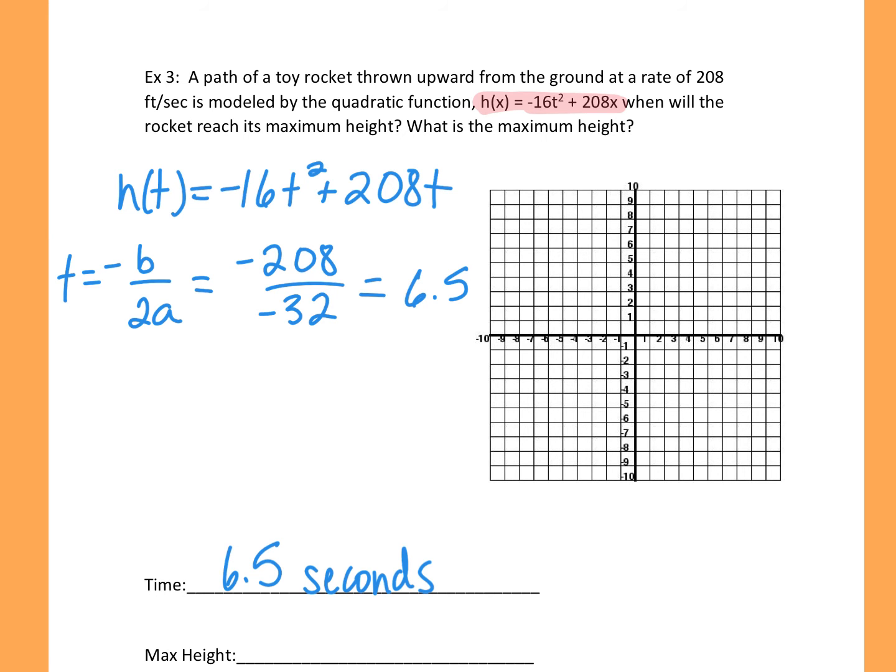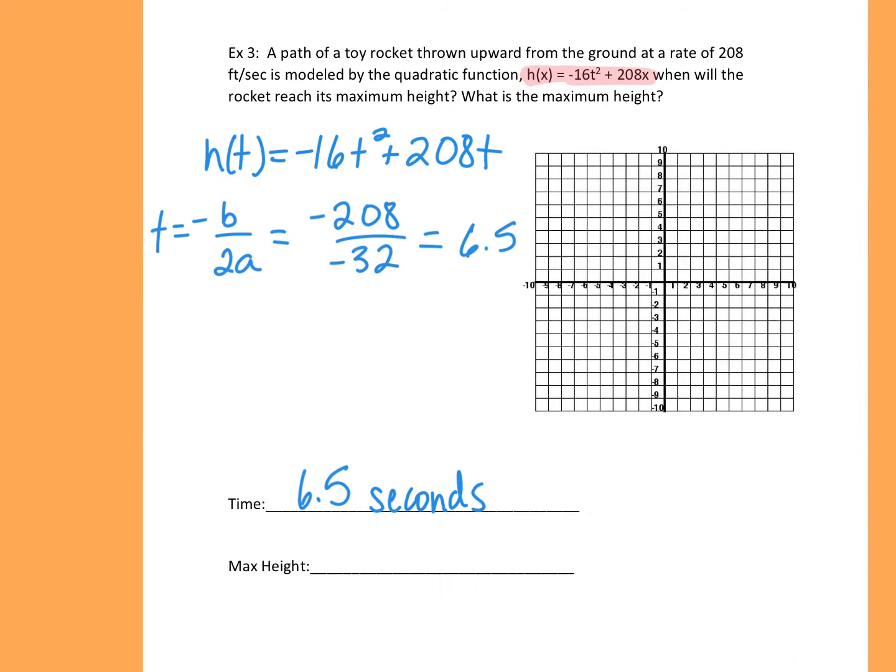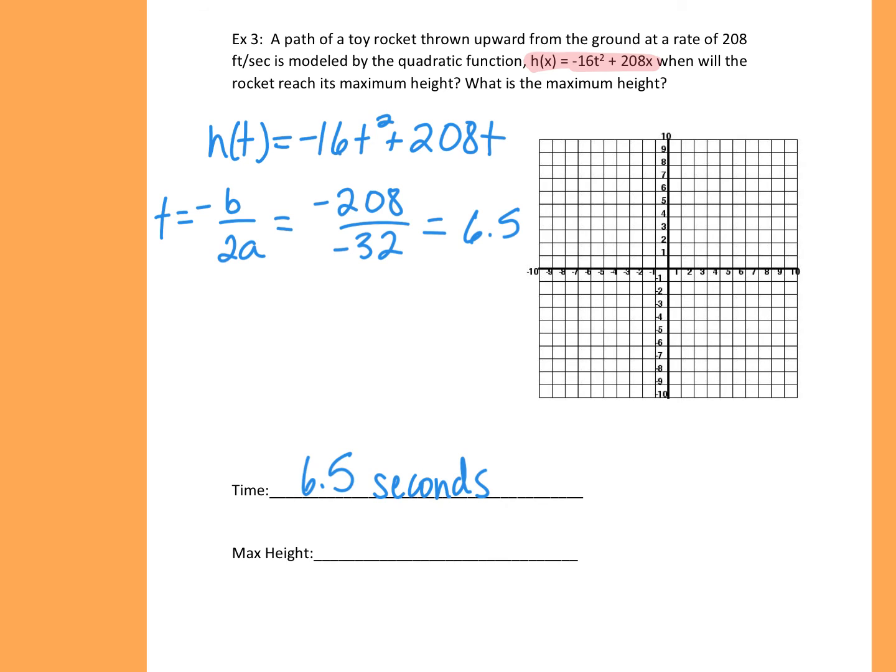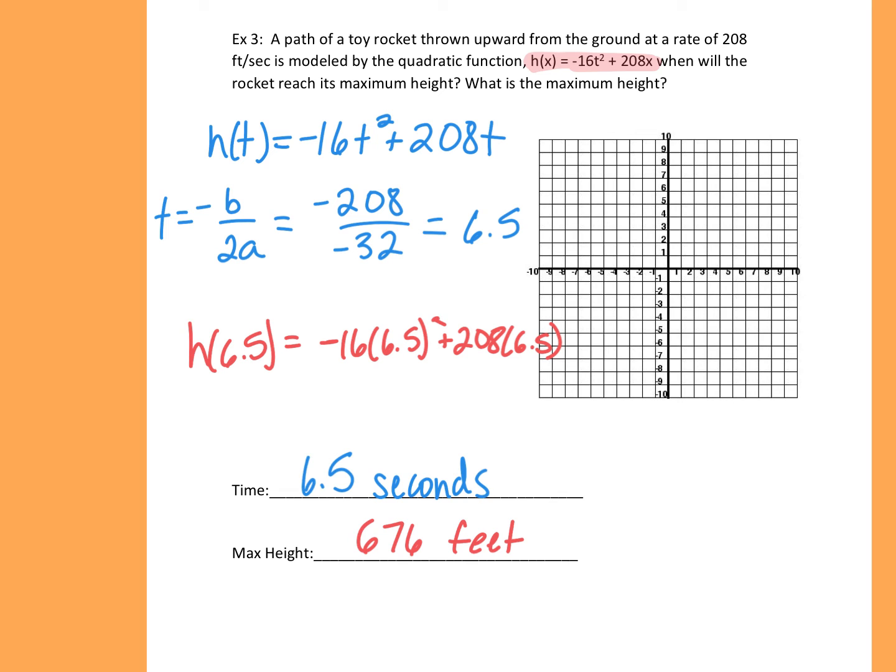Now we've got to find the max height. What do we do there? Plug it in. Plug it into what? The equation. So h of 6.5 is going to equal negative 16 times 6.5 squared plus 208 times 6.5. Plus 0. You could do plus 0 if you want. What do you get? 676. 676 what? Feet. Not inches.